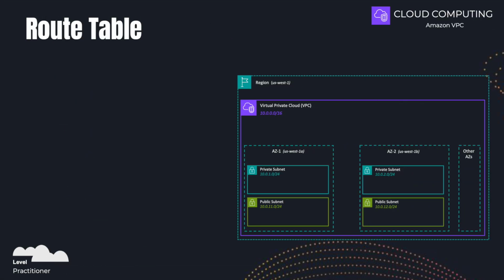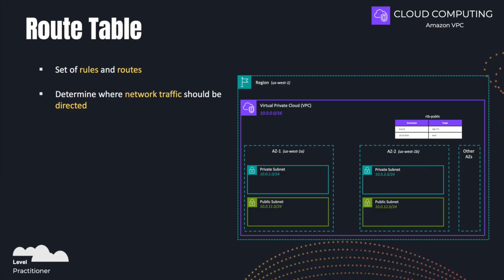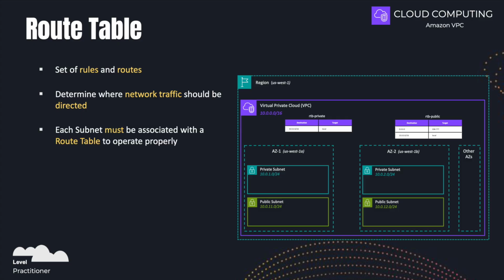Next, we have route tables. A route table contains the set of rules that determines where network traffic should be directed. For example, a public subnet's route table usually includes a default route, which is 0.0.0.0/0, that points to the Internet Gateway or IGW, which we will cover in a second. And in contrast, a private subnet's route table typically only routes traffic internally within the VPC to keep resources isolated from the Internet. Each subnet must be associated with a route table to operate properly.